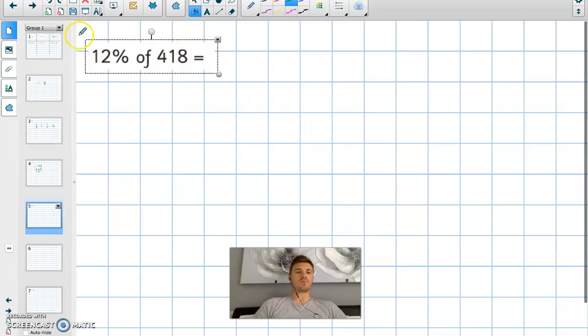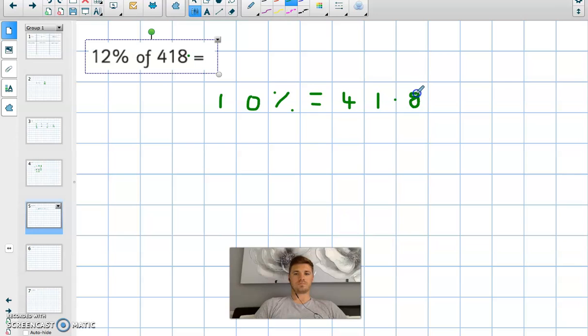So first of all, we're finding 12% of 418, so we need to find 10%, and we know that when we find 10% of a number, we divide it by 10. So dividing 418 by 10, you're moving it one place to the right. So there's an imaginary dot there. So that would be 41.8. So that's 10%. And then we need to find 2%.